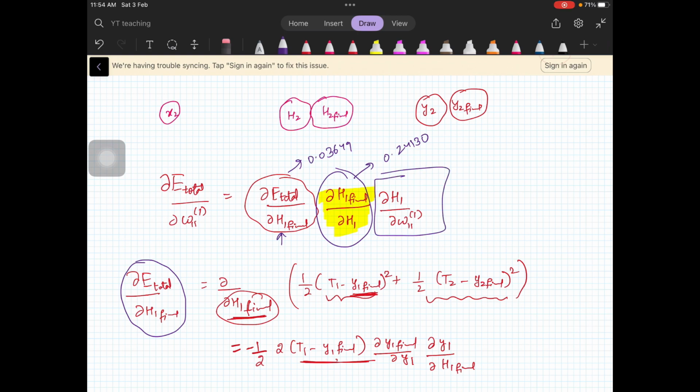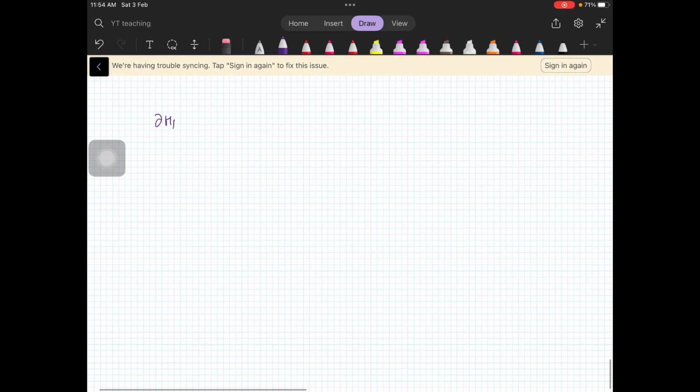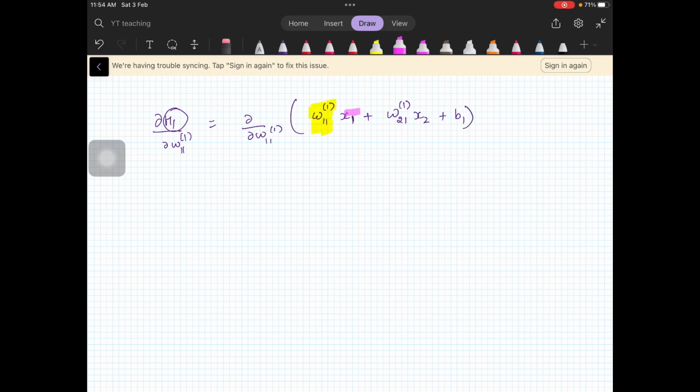This is the term curly H1 with respect to the weight. So we have curly H1 with respect to curly W11. Now think of how H1 is being constructed. For the construction of H1, you had the weight W11 and multiplied it with X1. Then you had the weight W21, multiplied it with X2, and then you have B1. Now if you differentiate with respect to W11, this is what you are going to get, X1, which is 0.05.